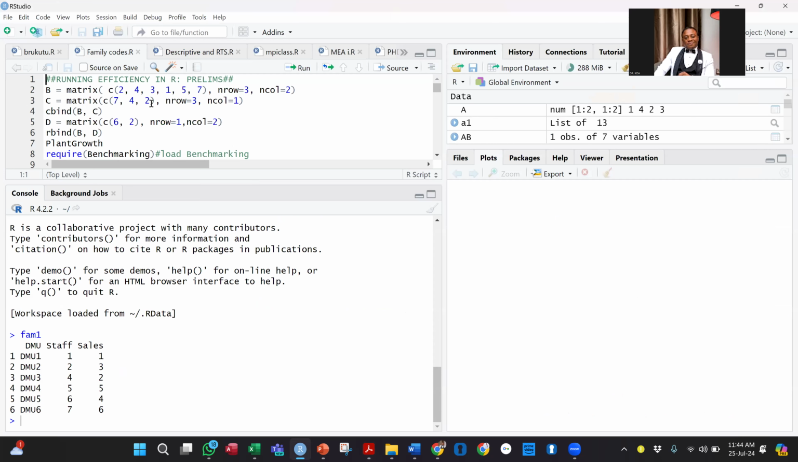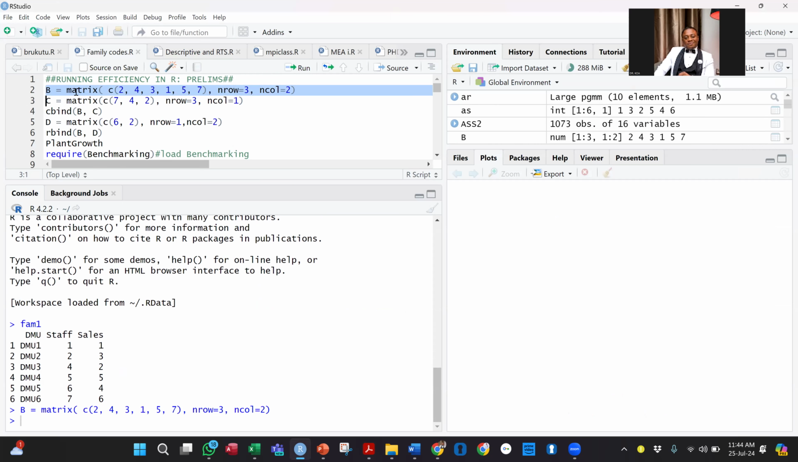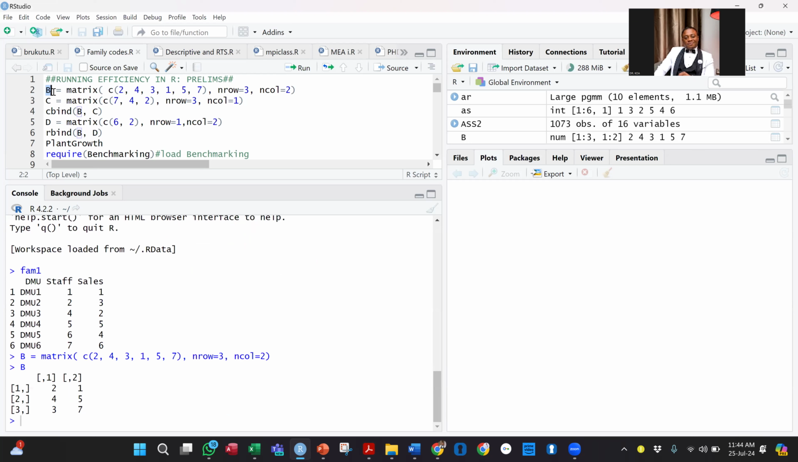So let's go up here and you see, this is the matrix. I'm going to run that. When you run that, it will automatically be split. How do you know it's split? Once you run this matrix, when I say run, I mean you look at the top, you run. Just highlight the B and run again. And you can see that it has split them nicely into the 3 rows and 2 columns. So that is a matrix.